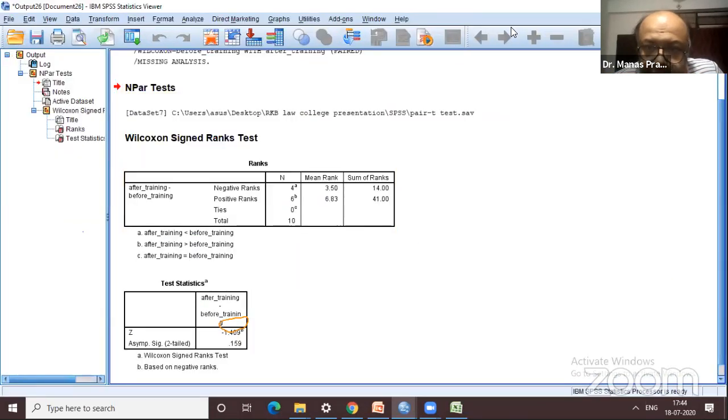You see this, and this is the p-value. The p-value is 1.159. That means it is more than 0.05. That means we accept the null hypothesis that the median scores before training and after training are the same. That means the training has no effect on increasing the memory capacity of the persons. So let us try the last one.